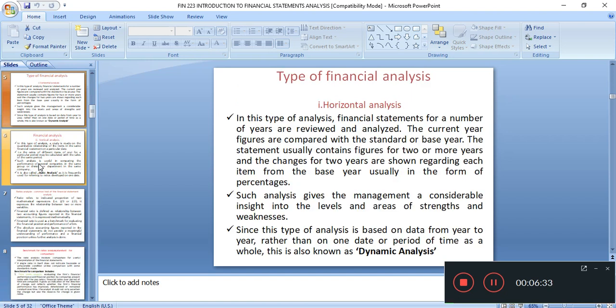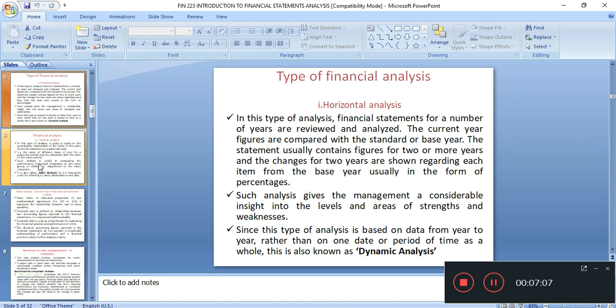We are going to look at the types of financial analysis. We have two types of financial analysis: horizontal analysis and vertical analysis. When you are talking about horizontal analysis, simply you are going to compare the current year and the base year in order to say that in this year we have performed well, and in the base year we performed badly. So this is what we look at in horizontal analysis.